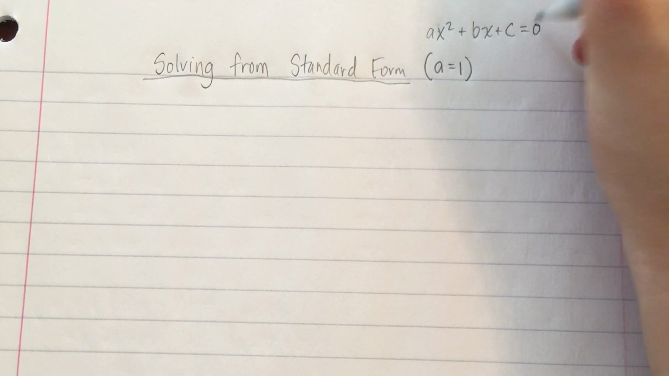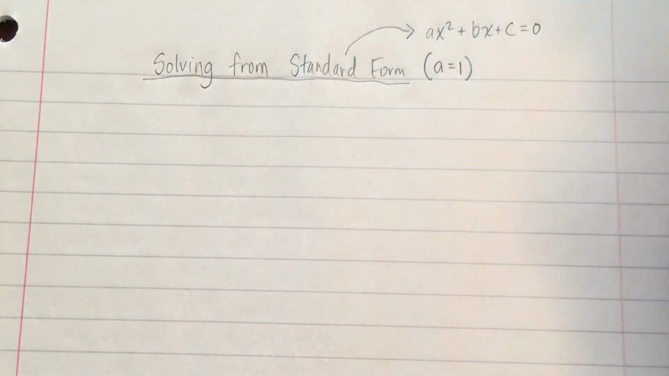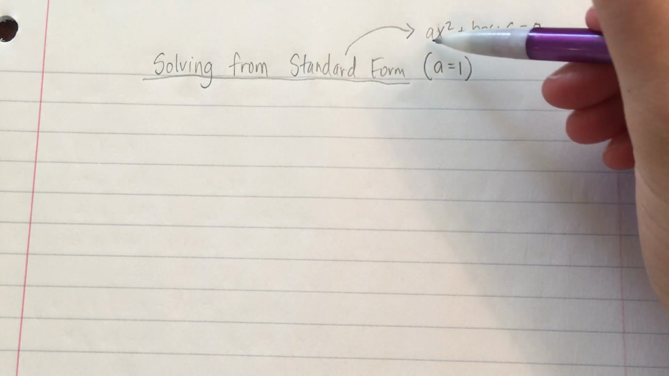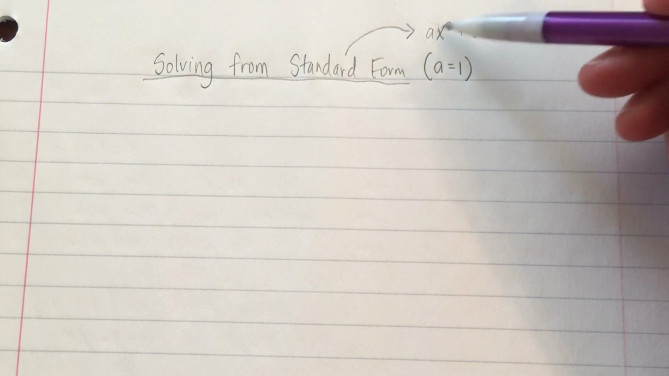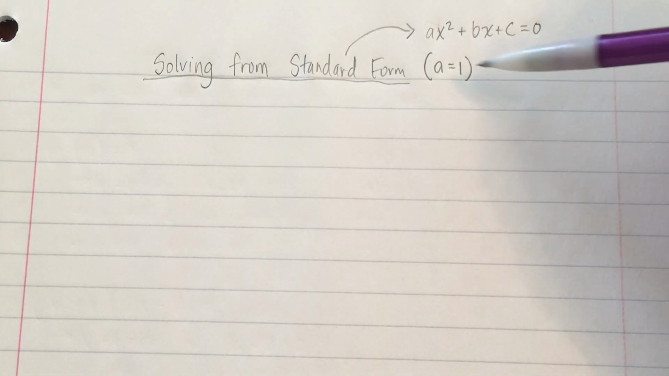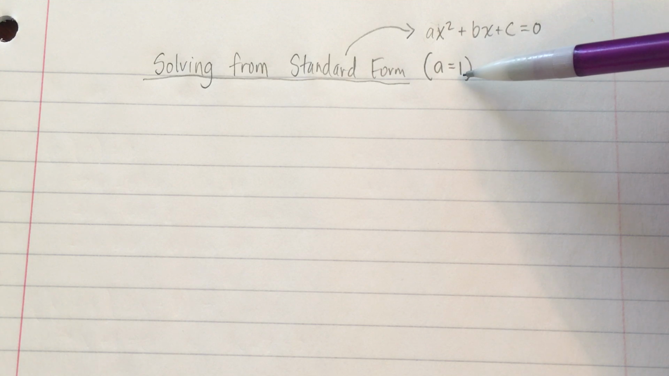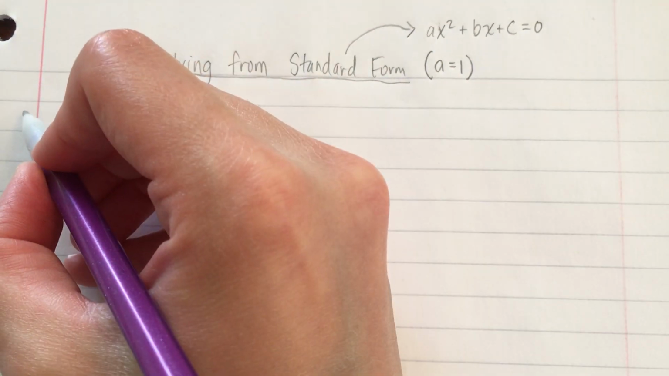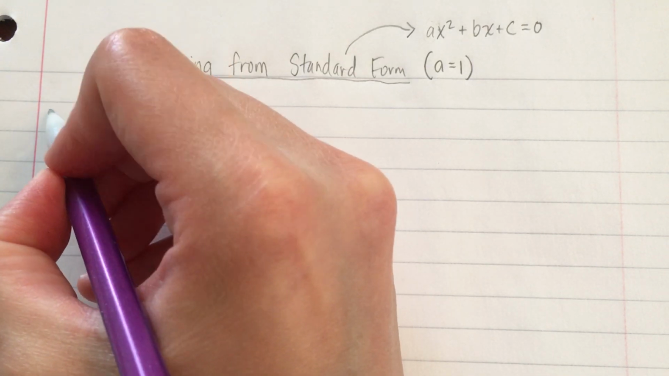This is called standard form for a quadratic equation, okay? And in this video, I'm only going to talk about when this number is 1. So when we just have x squared by itself with no number in front, that's an imaginary 1. In the next video, we'll talk about what to do when a is not 1. Okay, but this is standard form for a quadratic equation. So let's take a look. Here are some examples.